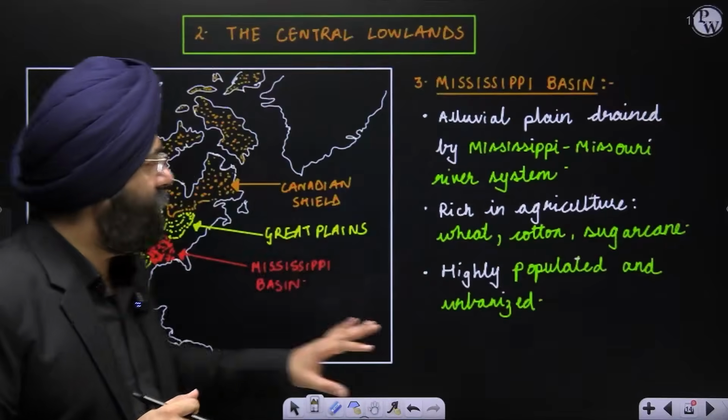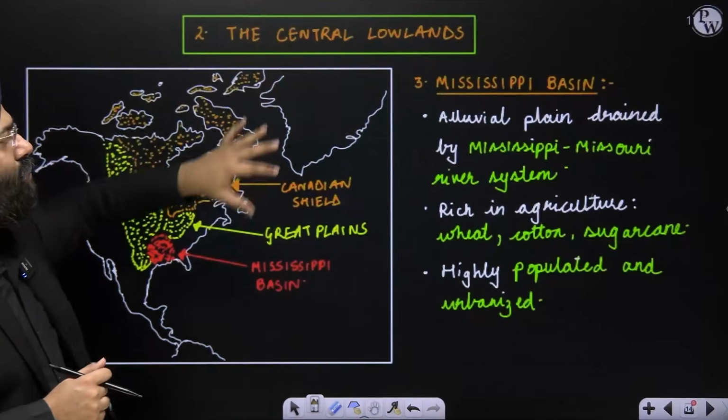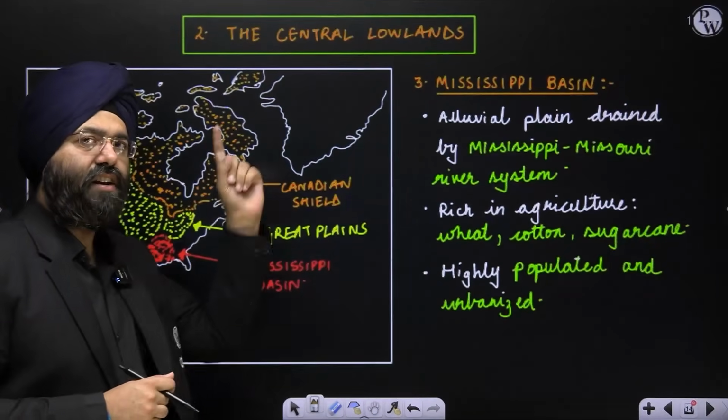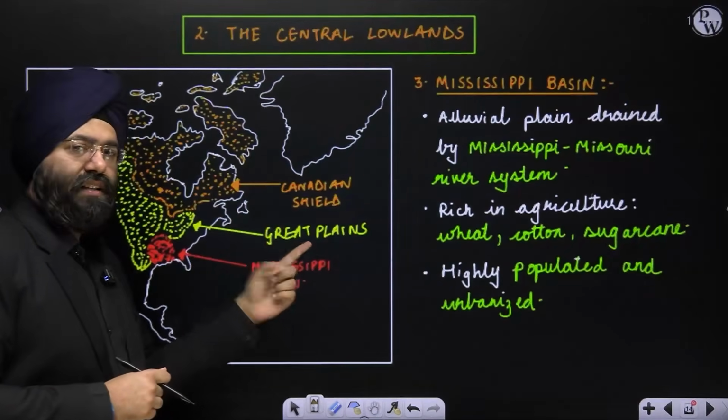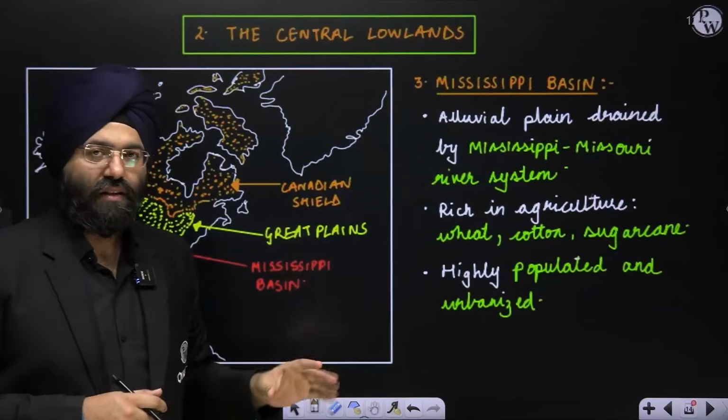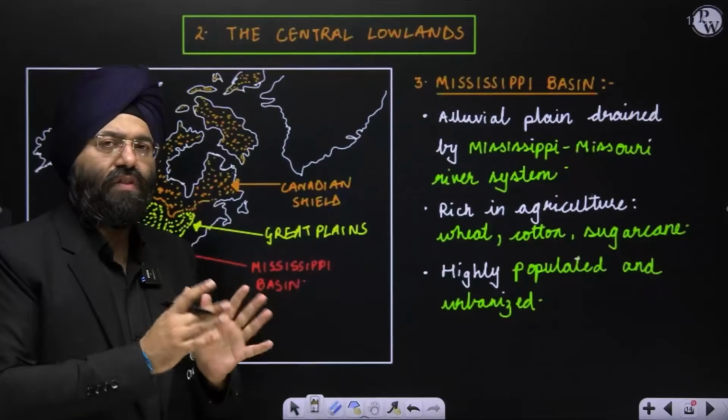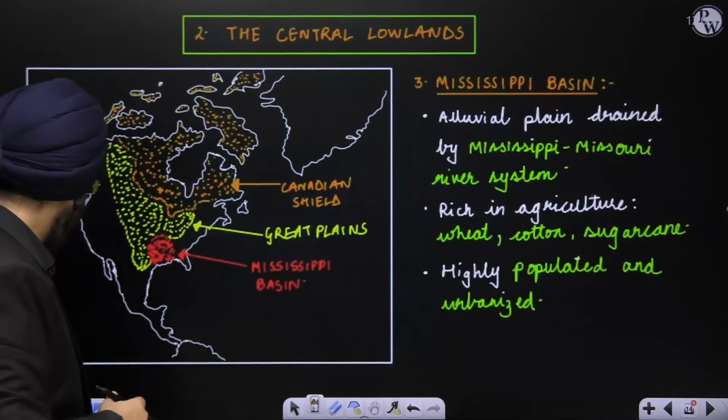Now these basically refer to the central lowlands. What are the central lowlands? The Canadian Shield, the Great Plains, and third the Mississippi Basin. So these are the three parts of the central lowland. Now moving ahead.